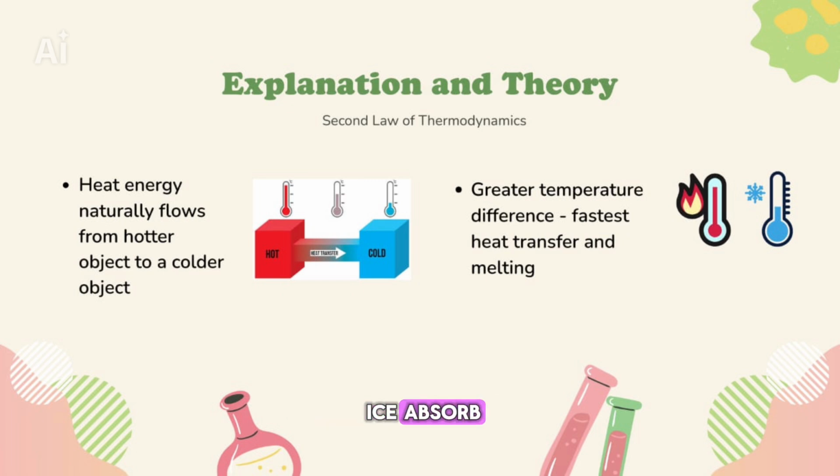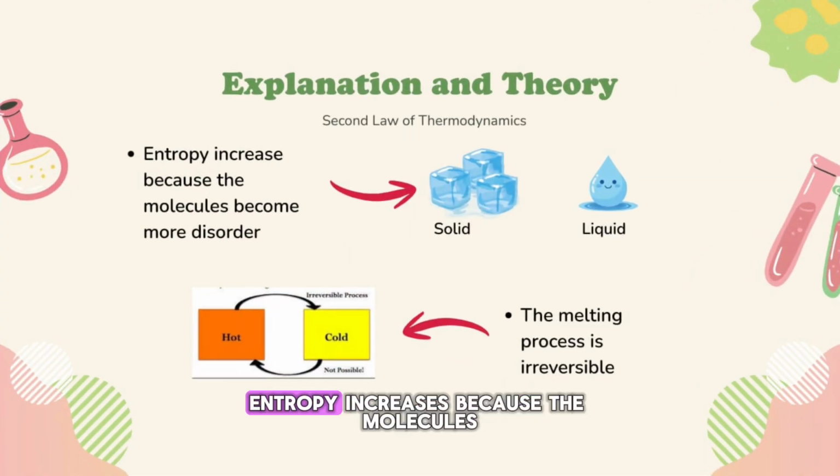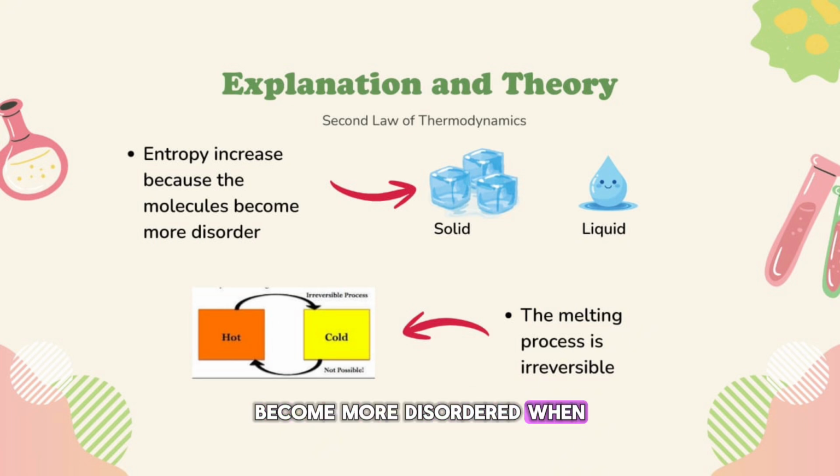As the ice absorbed heat energy, it changed from a solid to a liquid, and the water and melted ice gradually reached the same temperature, called thermal equilibrium. During this process, entropy increased because the molecules became more disordered when the ice melted. This melting process is irreversible, as the melted ice cannot return to its original solid form without removing heat energy from the surroundings.